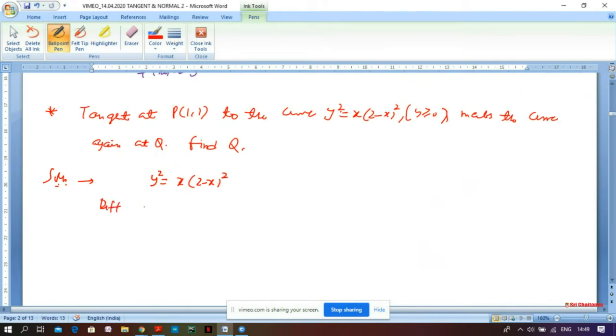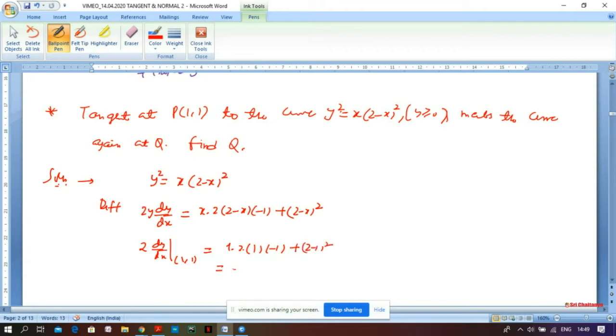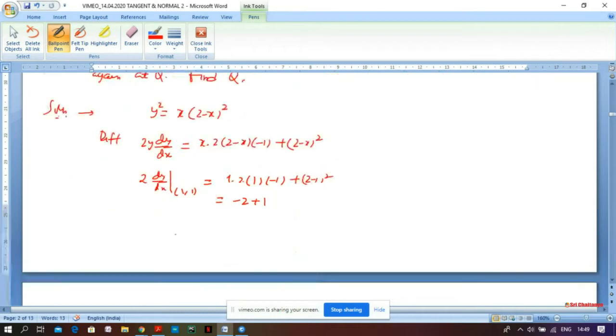Differentiate with respect to x. So 2y dy/dx is x times 2 times (2 minus x) times negative 1 plus (2 minus x) squared. Because the point is (1, 1), let me put the values 1, 1. So 2 times dy/dx at the point (1, 1) is 1 times 2 times 1 times negative 1 plus (2 minus 1) squared. That gives you minus 2 plus 1, and so we get dy/dx at the point P is minus 1/2.